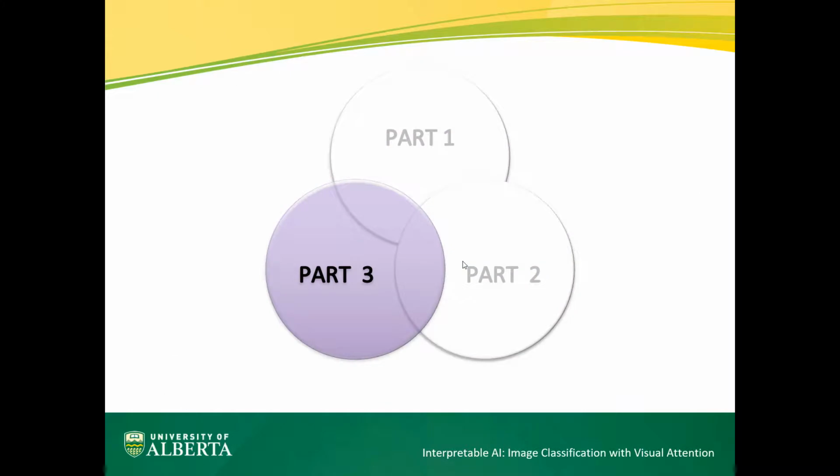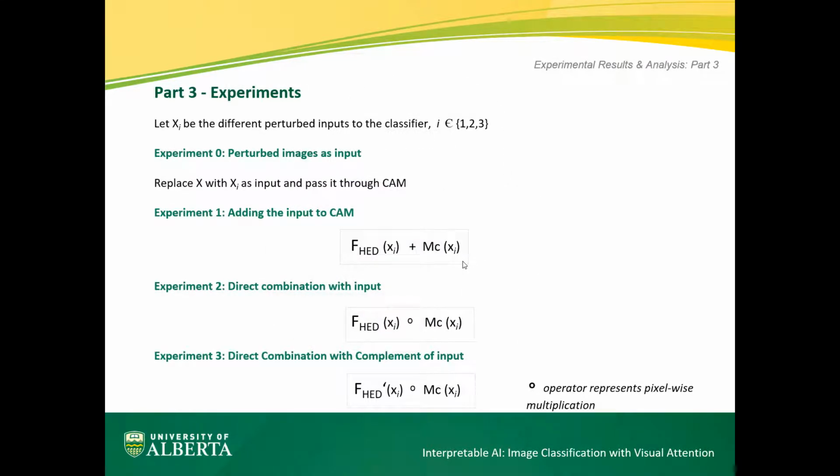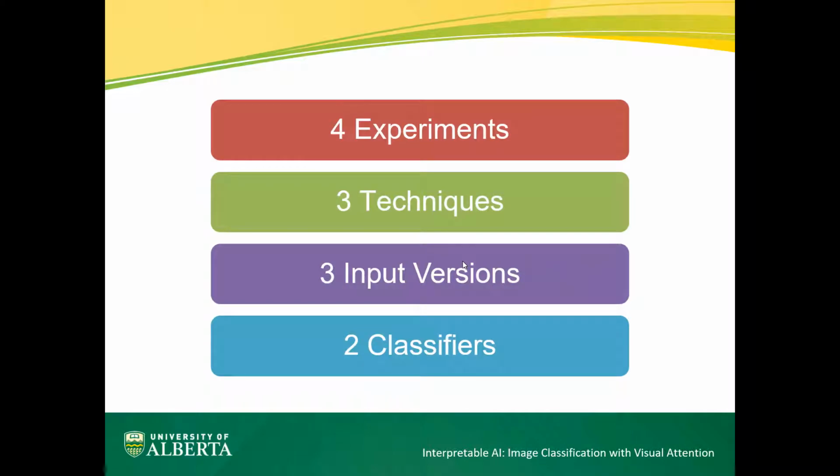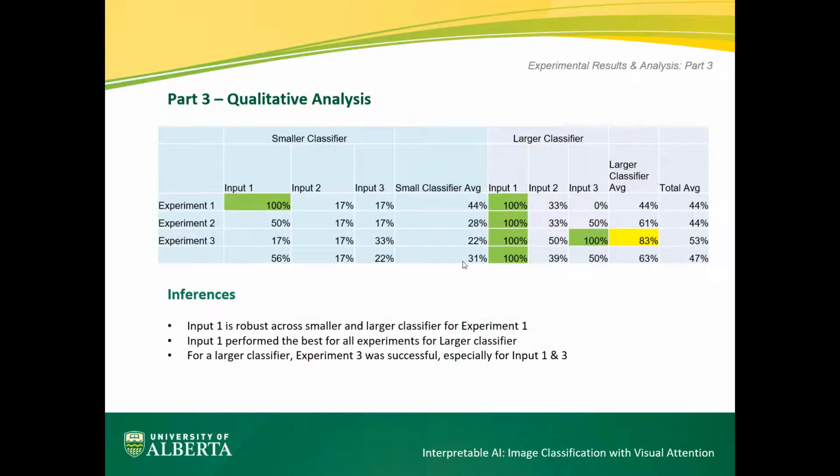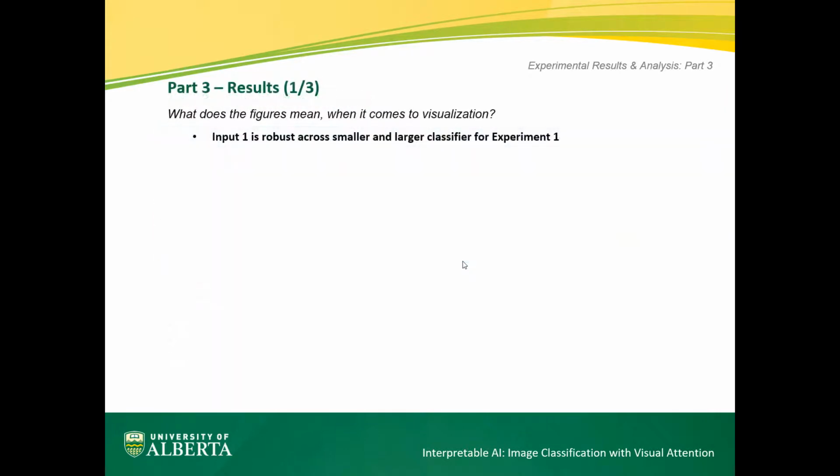Now let's see the results of the one-of-a-kind novel technique that we devised, which outperformed the state-of-the-art technique. Here are the experiments that we performed. We implemented these 4 experiments in 3 class activation techniques using 3 versions of input images in 2 different classifiers. We perturbed the input images to create 3 feature-enhanced versions. We then performed analysis and reached certain conclusions.